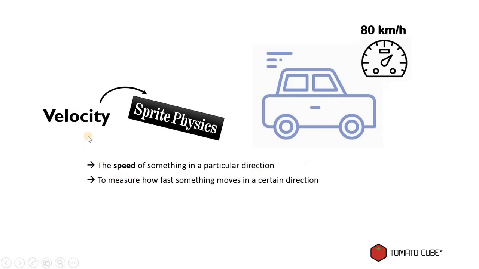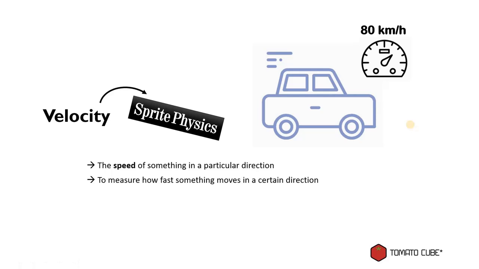So we use velocity to measure how fast an object moves in a certain direction. In this case, the car is moving forward, and of course it can also reverse. It can also move backwards. Right? So the direction matters. You have to tell the car, hey, is it moving forward? Is it moving backward? And what is the speed?